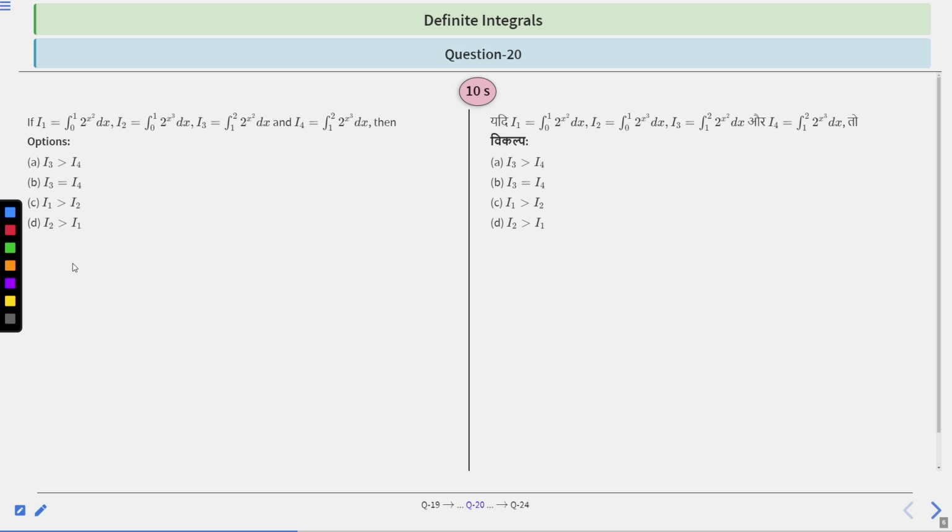So see, to compare I1, I2, I3, I4, you have to first find the values of I1, I2, I3, and I4, right? Okay, so try to find the values and try to compare, right? You have 10 seconds to solve this question. After 10 seconds, we will discuss the solution.